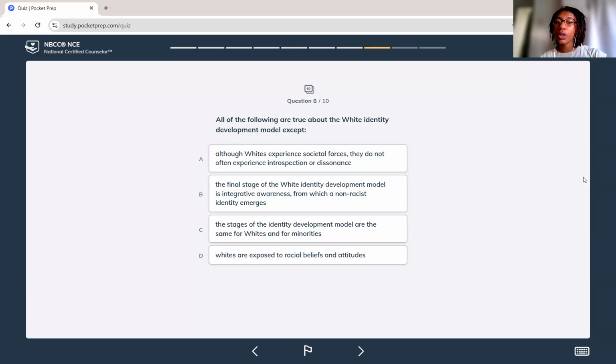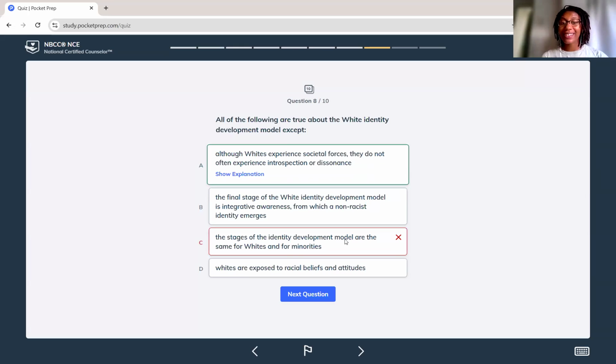Let's go back to the question. Remember, as Dr. Pam says, the hint is in the question. All of the following are true about the white identity development model, except. I'm going to take a guess here like I've been doing. I am you, you are me. C? The right answer is A. Did anyone else think it was B or C or D? Did you totally guess A?